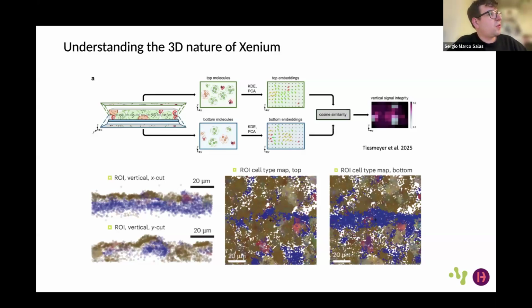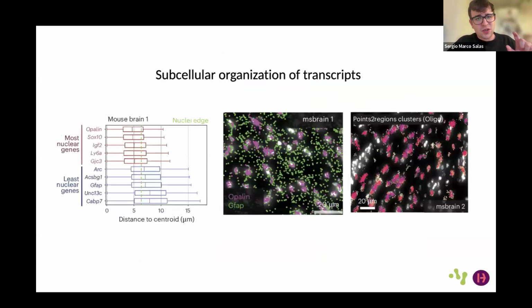Another interesting aspect that we also explore in our data is the subcellular resolution of transcripts. Basically, one thing that we realized by looking at the expression maps that we were finding in the tissues is that different markers that were supposed to be expressed by the same cell types presented a different spatial localization.